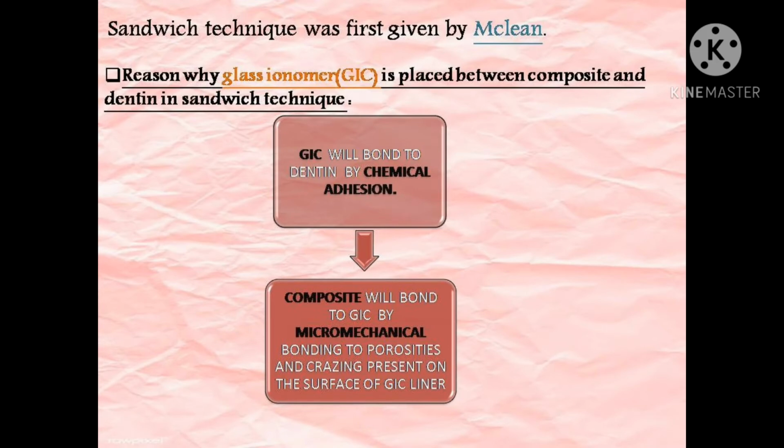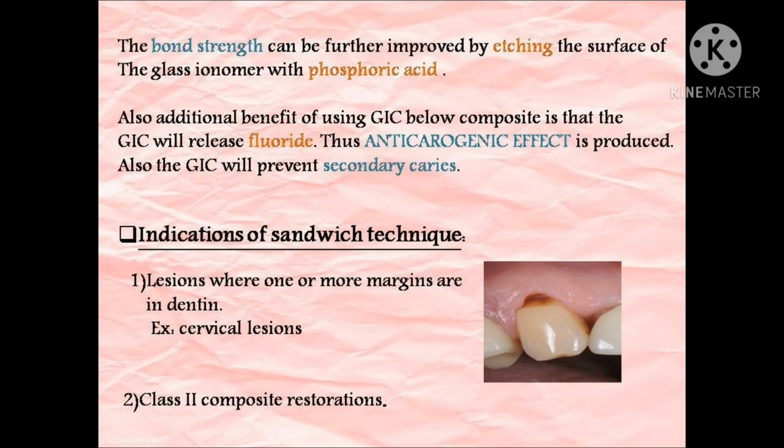Now let's understand the mechanism behind sandwich technique. As we know that GIC bonds to the tooth structure through chemical adhesion. Thus, when GIC is placed on the dentine, it will bond to it by chemical adhesion, and the composite which will be placed over the GIC will bond to the porosities and crazings present on its surface by micromechanical bonding. The bond strength between composite and GIC can be further improved by etching the surface of the GIC once the GIC is set.